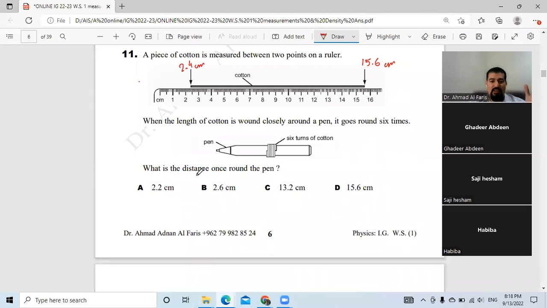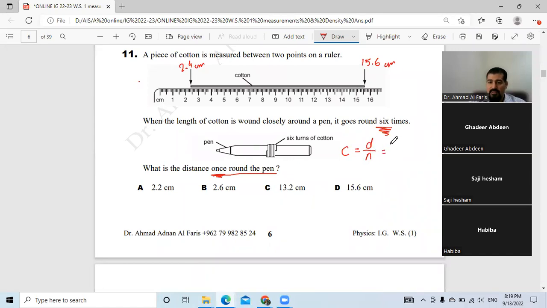Thank you. Okay. What they ask: when the length of the cotton is wound twice around a pen, it goes how many times? 6 times. What is the distance once around the pen? What is the circumference once? So to find the circumference, it is equal to the distance divided by the number of loops or windings.